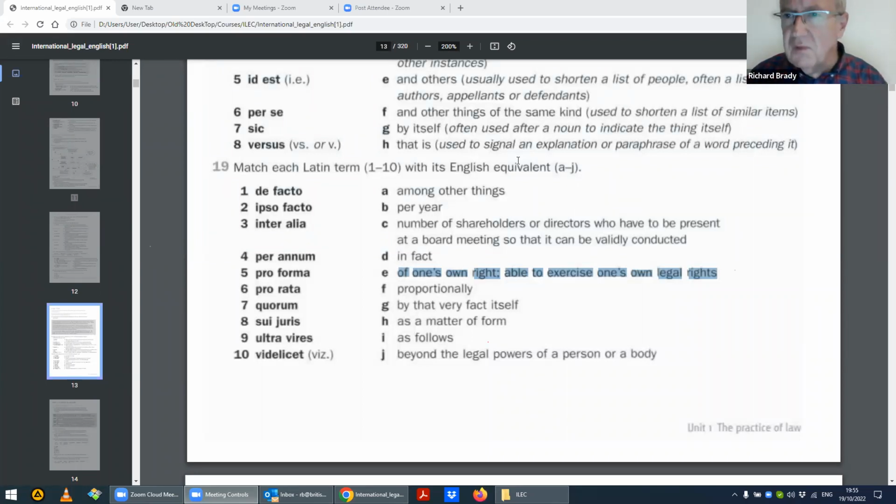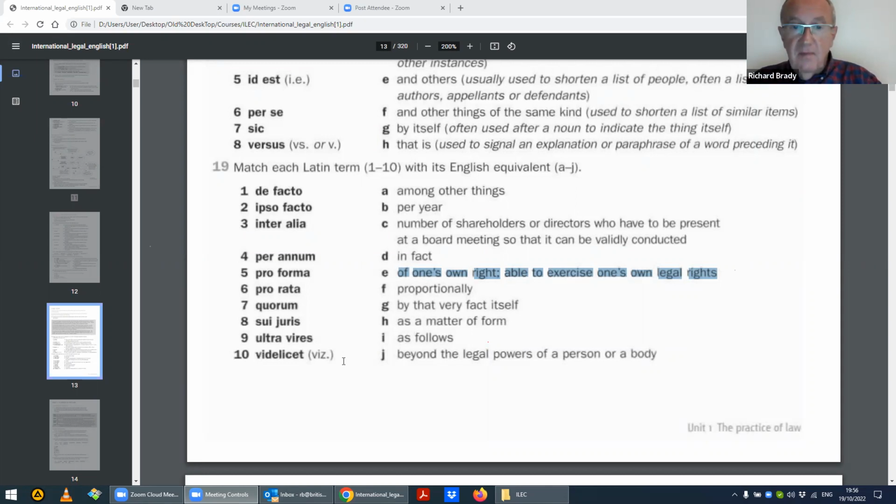The internal rules of the company, how many directors are needed for a meeting, how much notice there must be of shareholders' meetings, things like this. These are all contained in the Articles of Association. So the Memorandum of Association sets out the powers. Now, if the company hasn't given itself the powers to do certain things, it can't do them. It will be acting ultra vires. It'll be beyond the legal powers of a body. Okay? And vide licit.